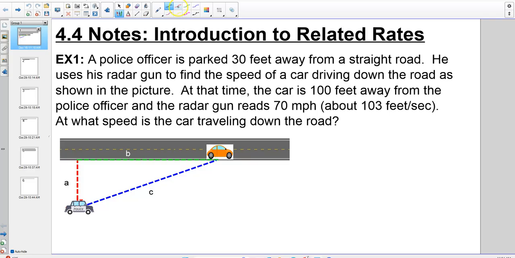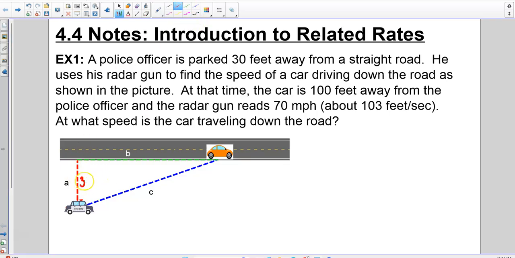So the police officer is 30 feet away from the road. So that's this side right here. And at the time that the car is radared, the car is 100 feet away from the police officer. But is that distance remaining the same? No, because the car is moving in this direction down the road.